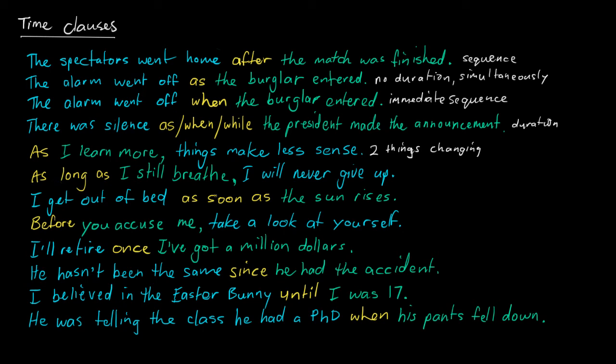The next one is actually a condition. So it could be if, right? It could be like a conditional, so it's showing condition: if this happens, this will happen. But it also shows duration, for how long you will never give up. So, duration. The next one is immediate sequence again.